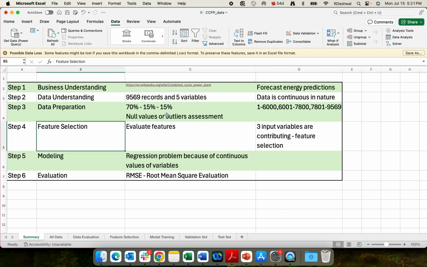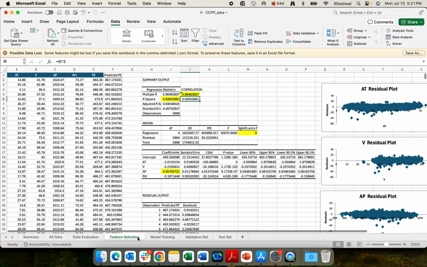The next step required is feature selection. For that purpose I used the data analysis tool of the data tab in Excel, and I noticed this output. Some observations were that R square is coming to be 0.930 if I use all the input variables, all 4 of them, and the significance F is 0. And this is good news because it seems the correlation is quite high, and the predictions will be very accurate and close to the real values.